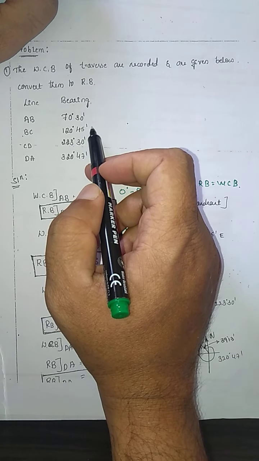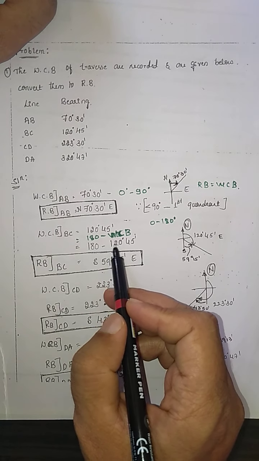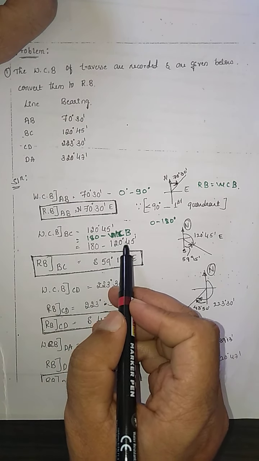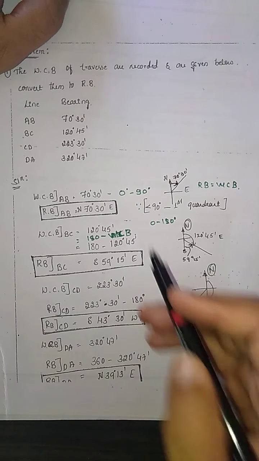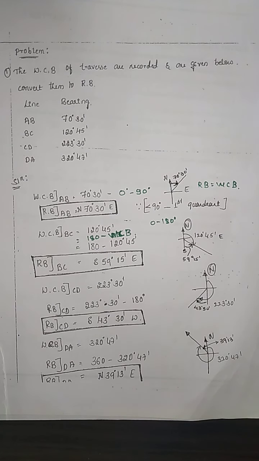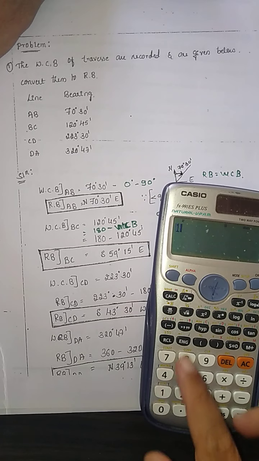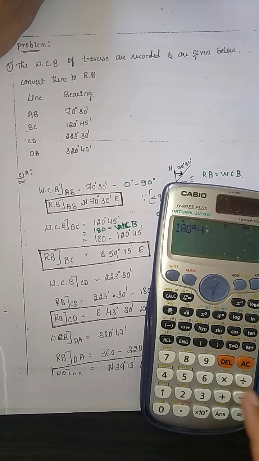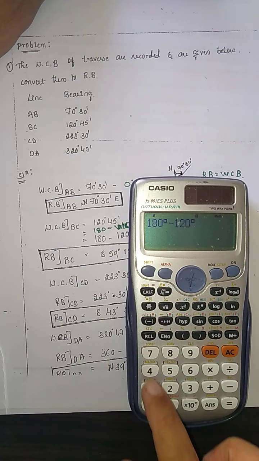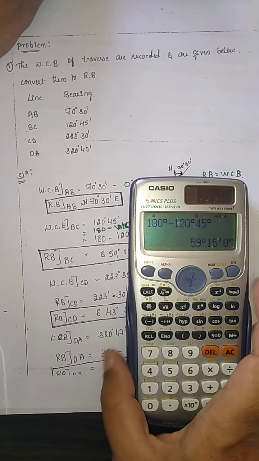So what is whole circle bearing? The angles lie between 0 and 360 degrees. The whole circle bearing reading is 120 degrees 45 minutes. So 180 minus 120 degrees 45 minutes. I will show you how to do it in the calculator. 180 degrees minus 120 degrees 45 minutes, and you get the answer as 59 degrees 15 minutes.